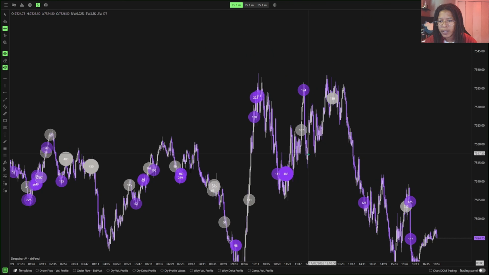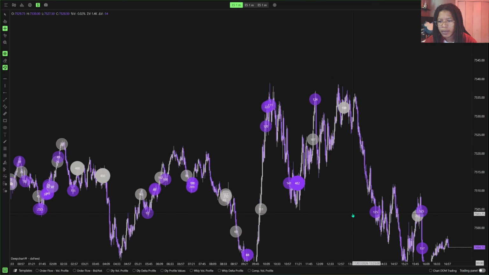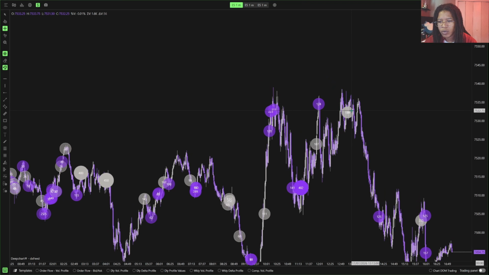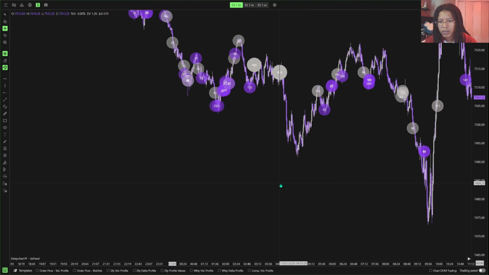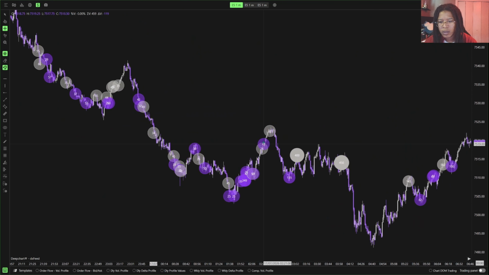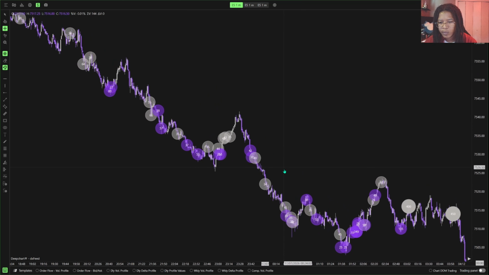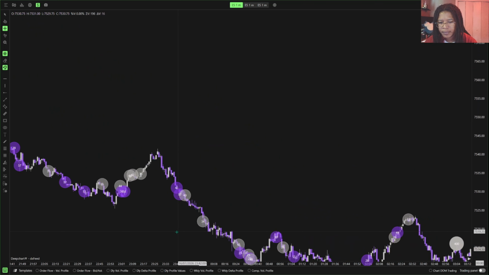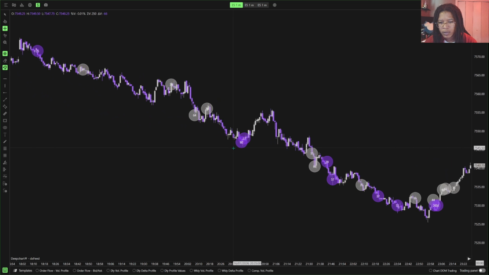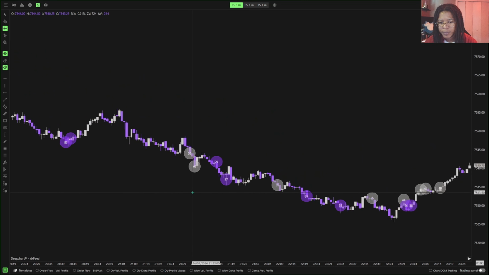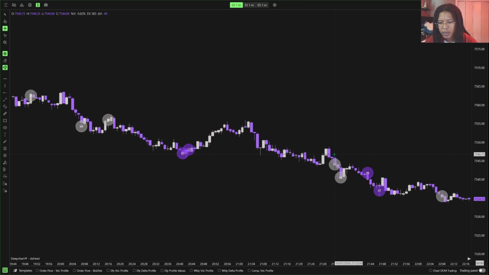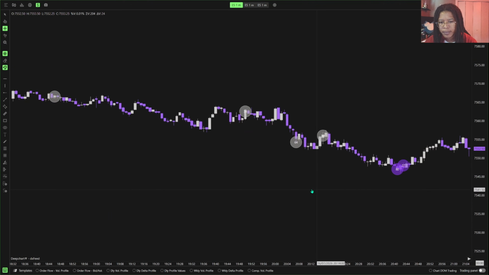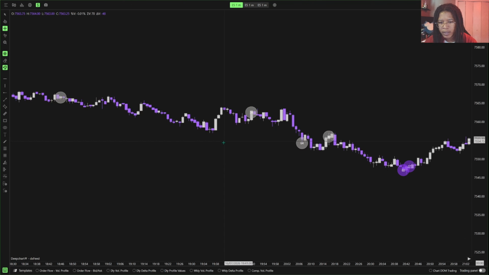Big seller stepping right here, pushing price down. Right here is where sellers kind of got absorbed a little bit. You got some buyers getting absorbed right here. Clean absorption right here. Clean absorption right here. Sellers getting absorbed right here. Sellers getting absorbed right here. Some buyers getting absorbed right here. Buyers getting absorbed right here.